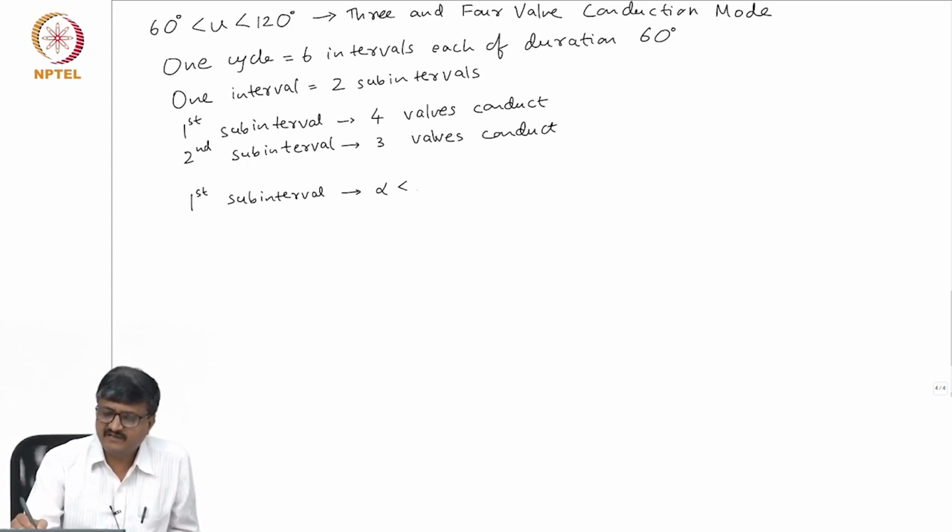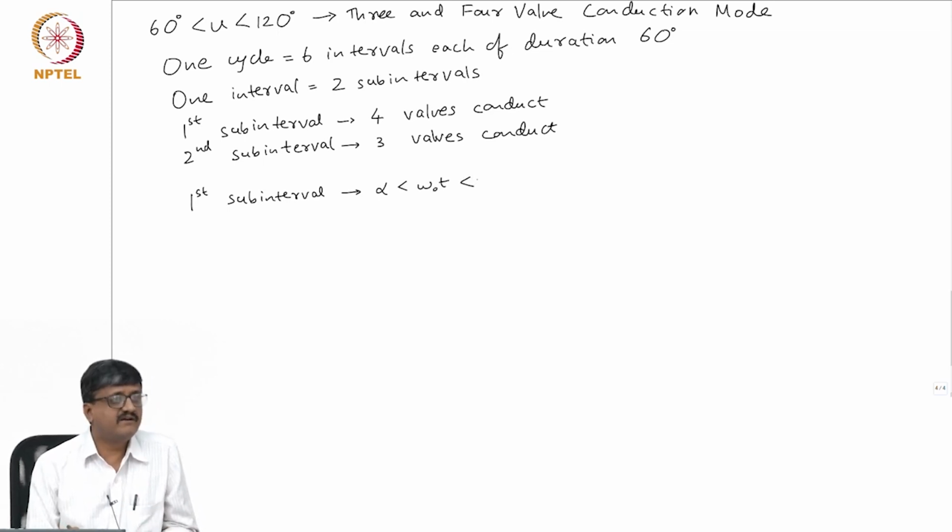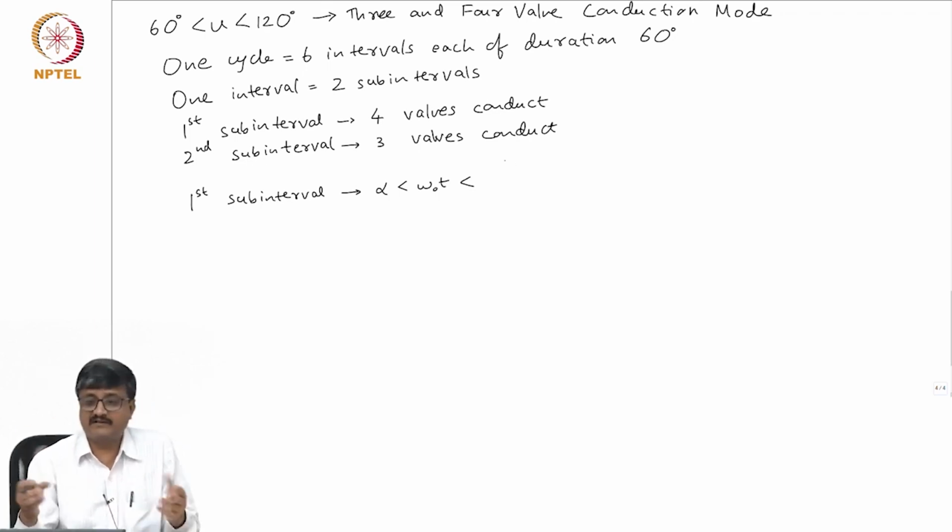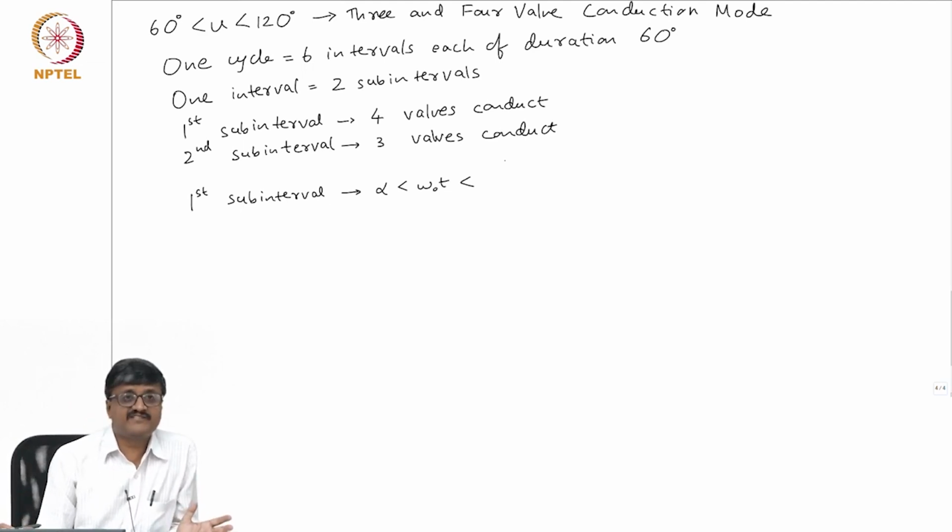So, the first subinterval corresponds to omega t between alpha and alpha plus U. See, if I take alpha plus U, now U is greater than 60. You are crossing the duration of 60 degrees. See, one subinterval is less than one interval. One interval is only 60 degrees. Okay, let us fill that later.